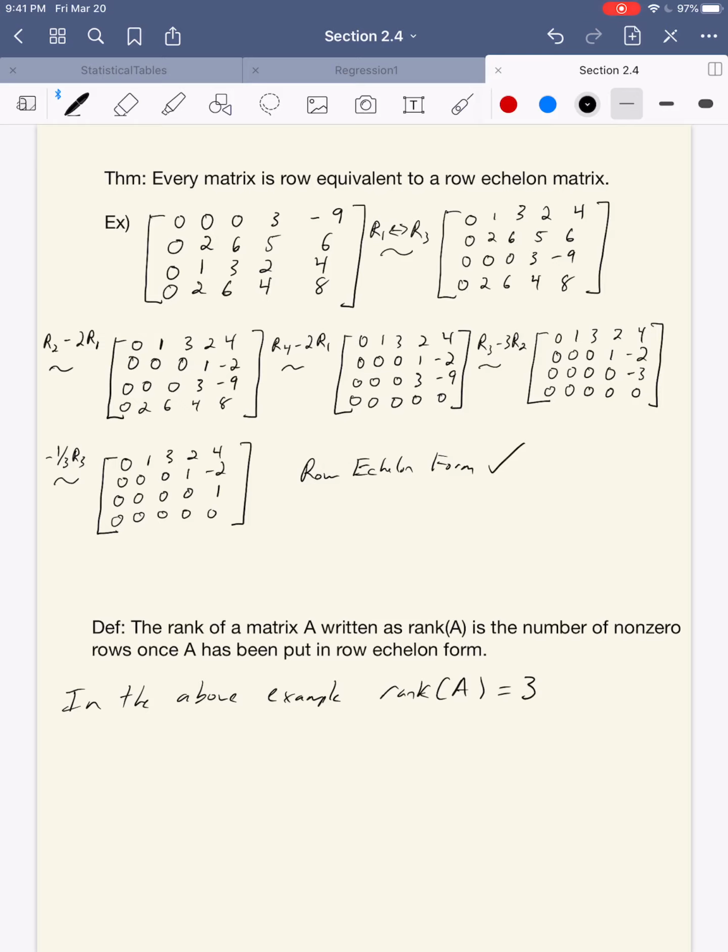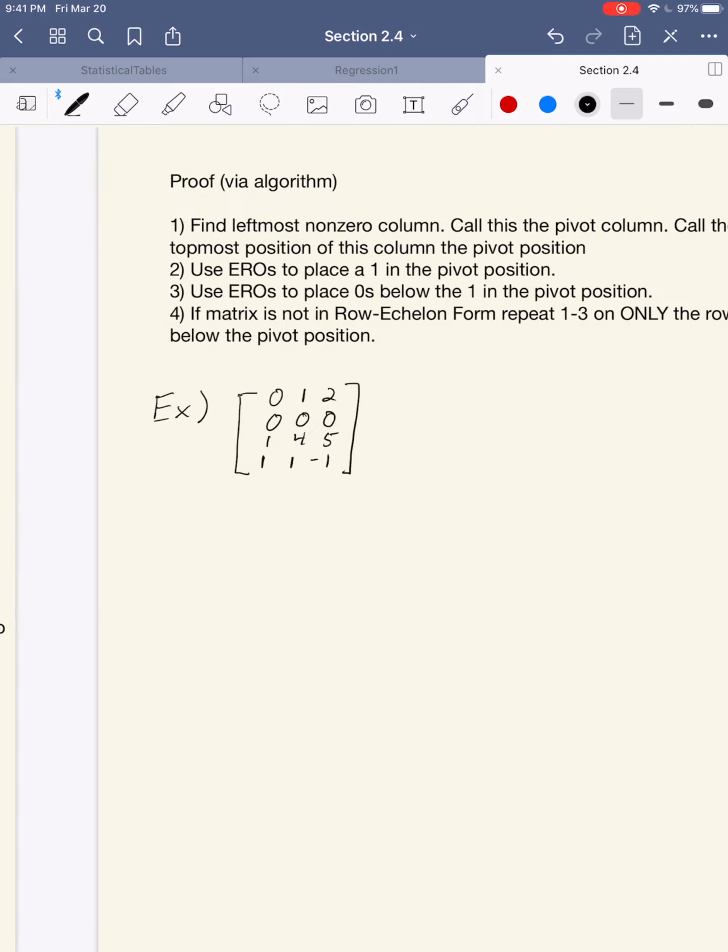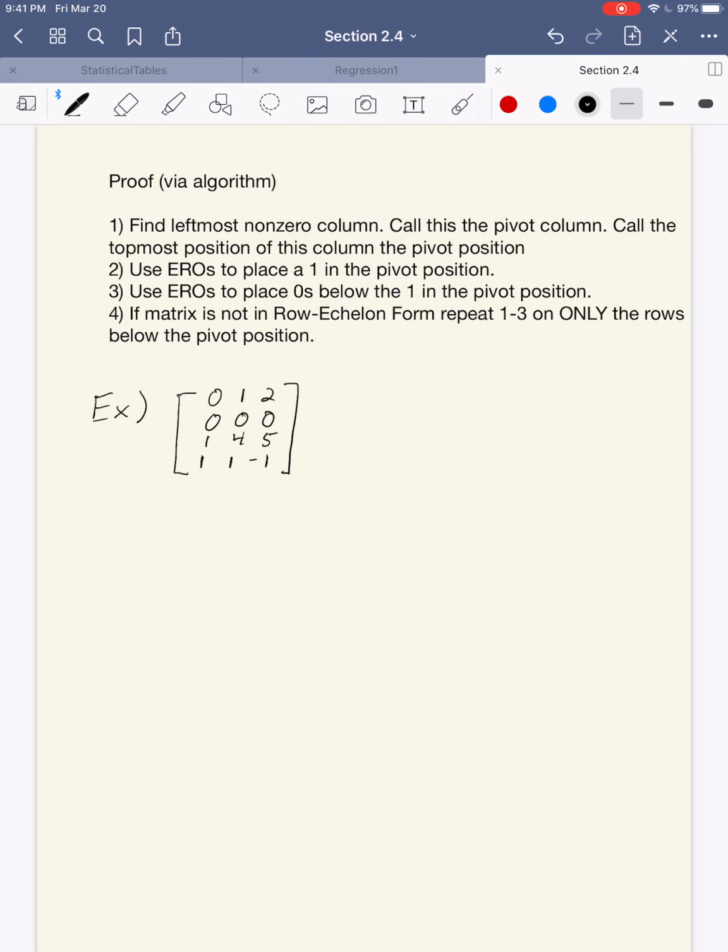All right, so let's talk a little bit about how we could prove or justify that theorem that we stated. So this proof is a proof via algorithm. Your book lays out a very detailed explanation of this. We're only going to talk a little bit about it because it's not really a mathematical proof. It's more a proof via an algorithm. It says this is a way that you can always do what we claimed.